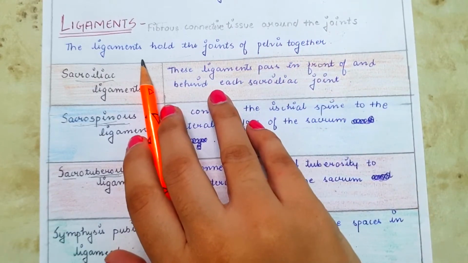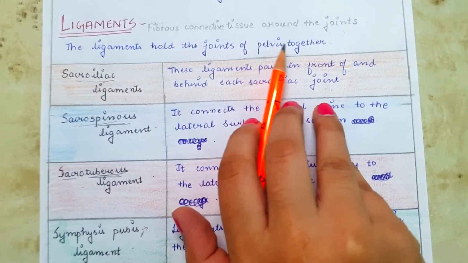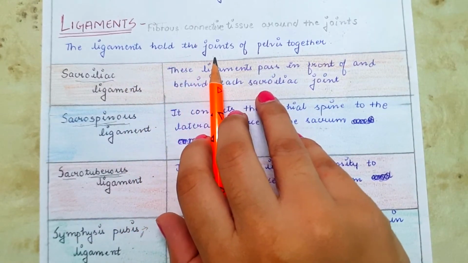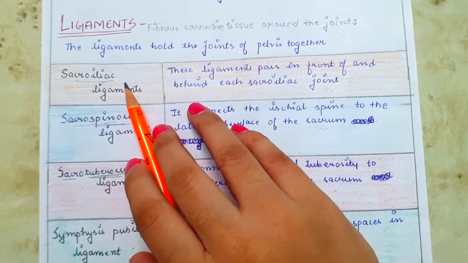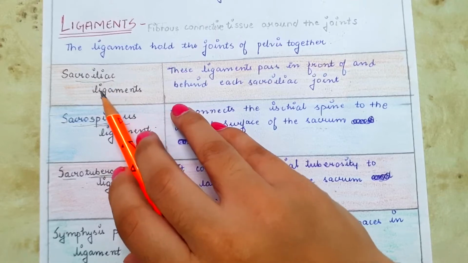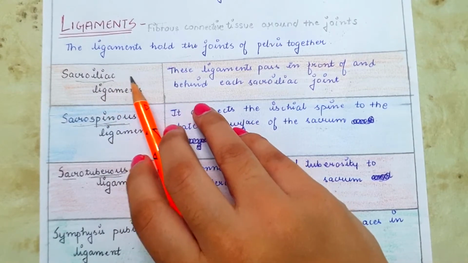Now what is the function of these ligaments? These ligaments hold the joints of the pelvis together. So basically these ligaments provide support to the joints. Under ligaments, the first ligament is the sacroiliac ligaments. As the name suggests, these ligaments are present around the sacroiliac joint.